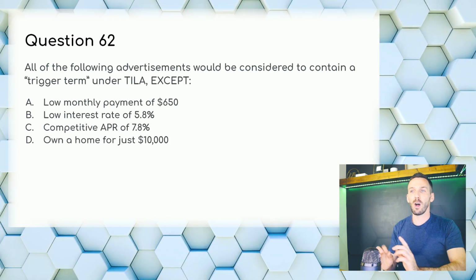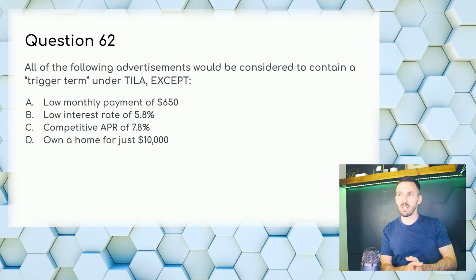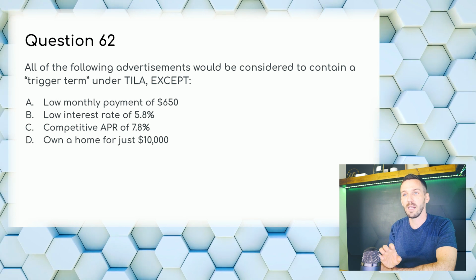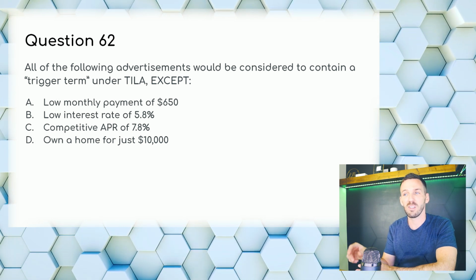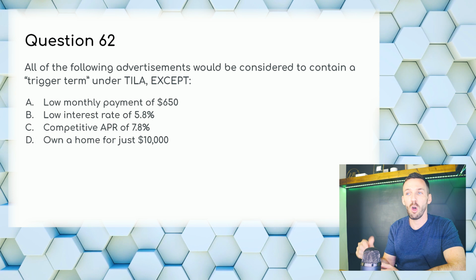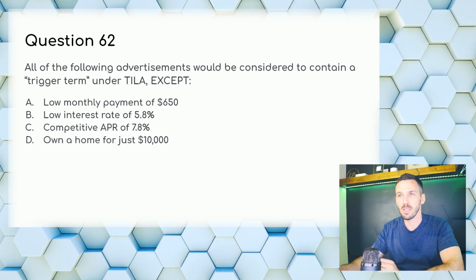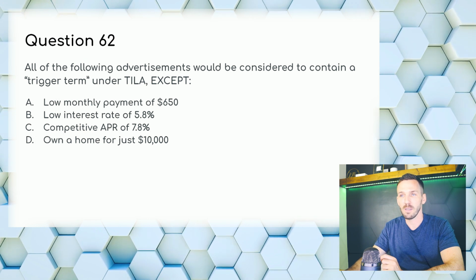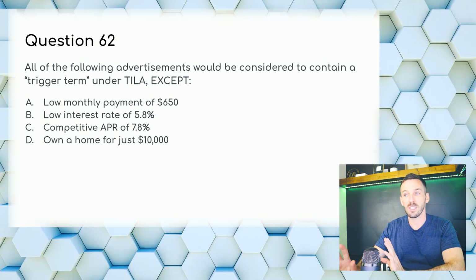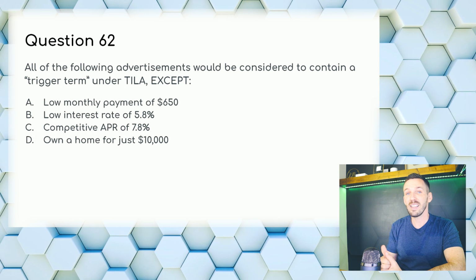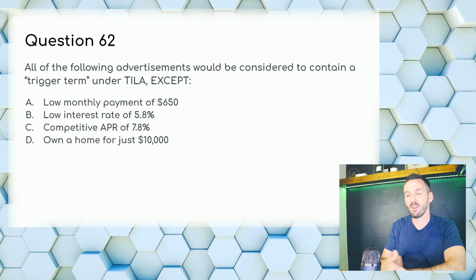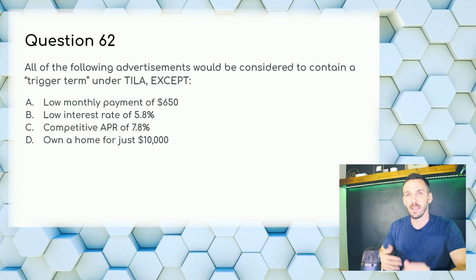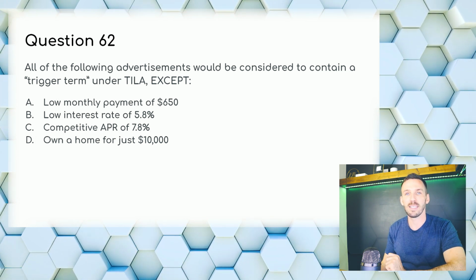Question 62. All of the following advertisements would be considered to contain a trigger term under TILA except A, low monthly payment of $650. B, low interest rate of 5.8%. C, competitive APR of 7.8%. Or D, own a home for just $10,000. So TILA requires a rate for advertisements. Which rate? The annual percentage rate, the APR. The answer here is C.